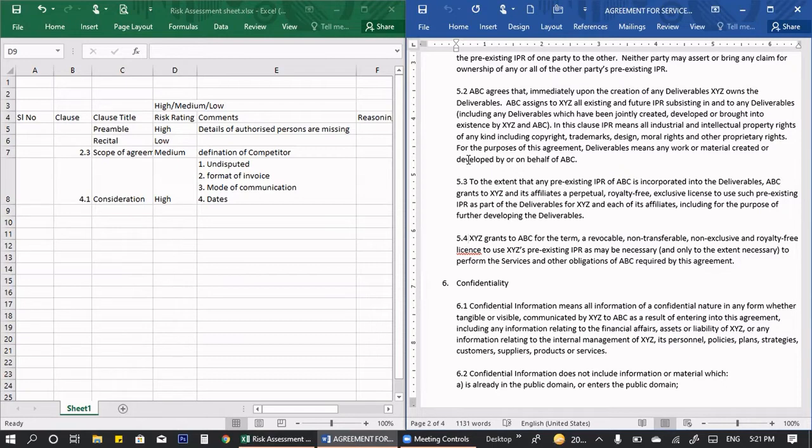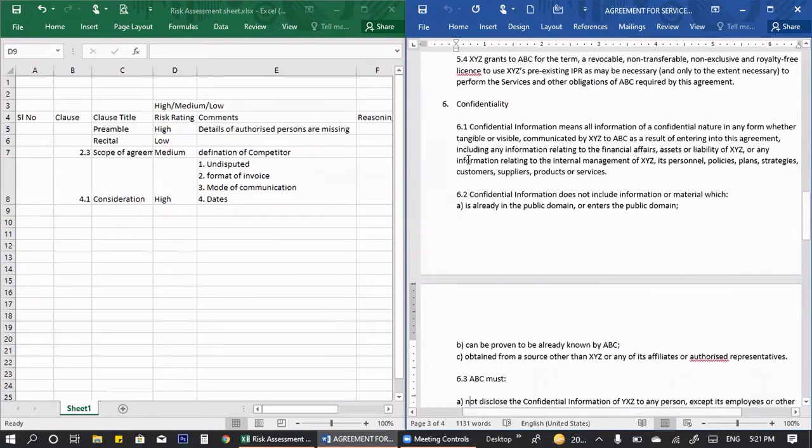5.4, XYZ grants to ABC for the term an irrevocable, non-transferable, non-exclusive, royalty-free license to use XYZ's pre-existing IPR as may be necessary to perform the services and other obligations of ABC required by this agreement. Okay, fine, no issues with that. So they have been very cordial with the IPRs. Next, we come to the confidentiality clause.